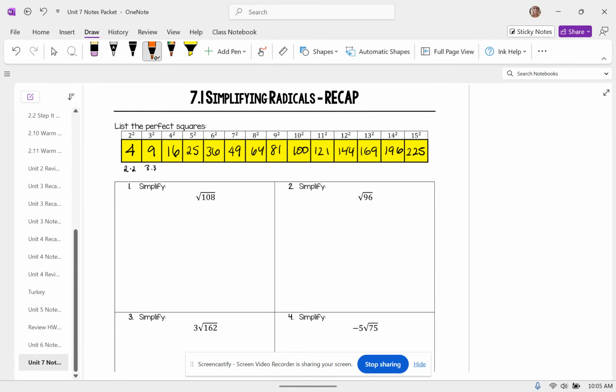So these numbers that are in yellow are called perfect squares. So if we ask you to try to find a perfect square, you're looking for one of the numbers listed in this yellow row right here, okay?